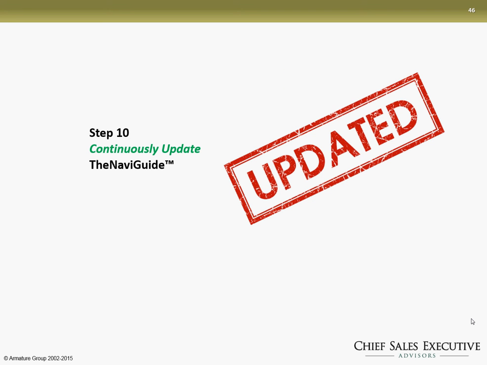In step 10, we continuously update TheNaviGuide every day as you change products, services, features, functions, prices, competitive intelligence, and all other information related to what the buyer needs to help them make a decision in the sales call. Those updates need to be put into TheNaviGuide and released to salespeople every day to keep them current.